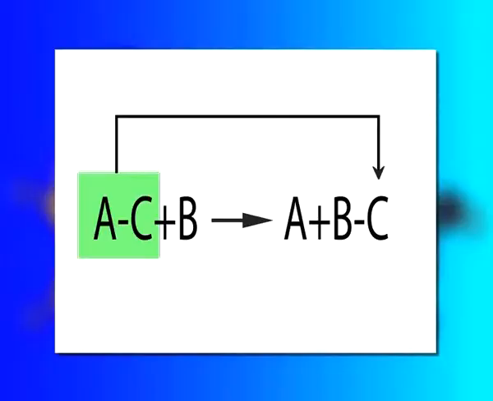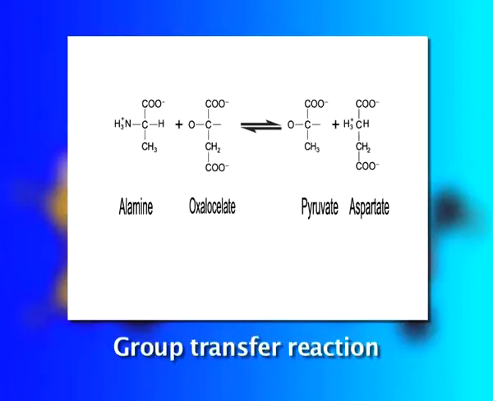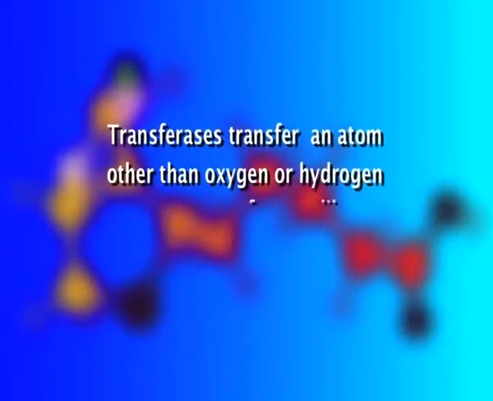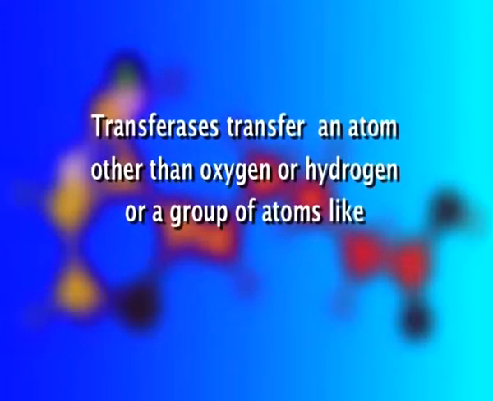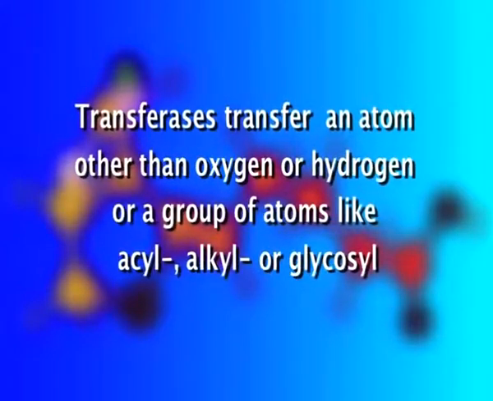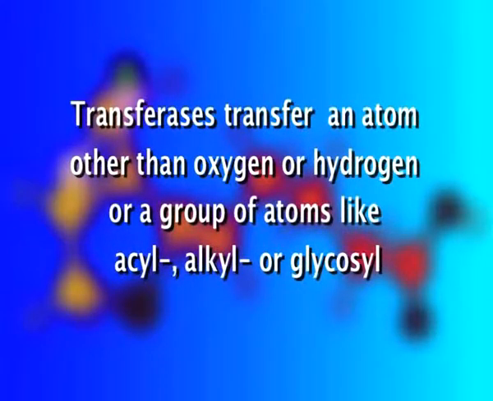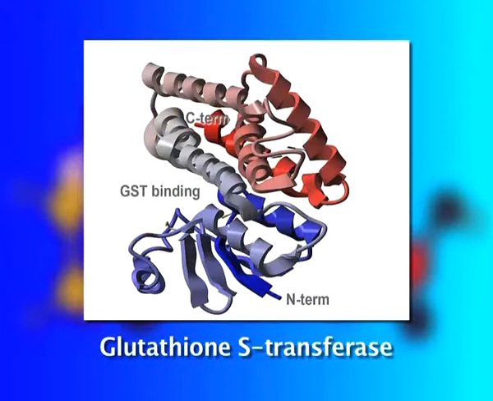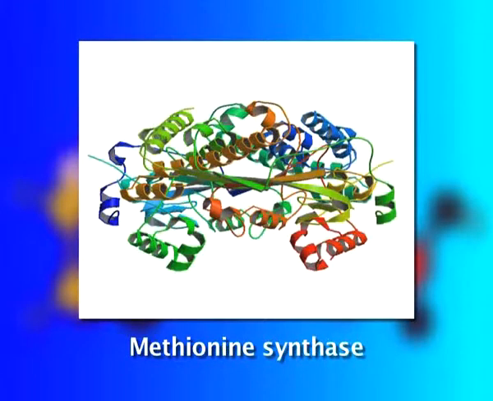Transferases. Transferases catalyze the transfer of functional groups from one substrate to another. Thus, they are involved in group transfer reactions. Transferases catalyze the transfer of an atom other than oxygen or hydrogen, or a group of atoms like acyl, alkyl, or glycosyl. Some of the common examples of transferases are hexokinase, glutathione S transferase, and methionine synthase.